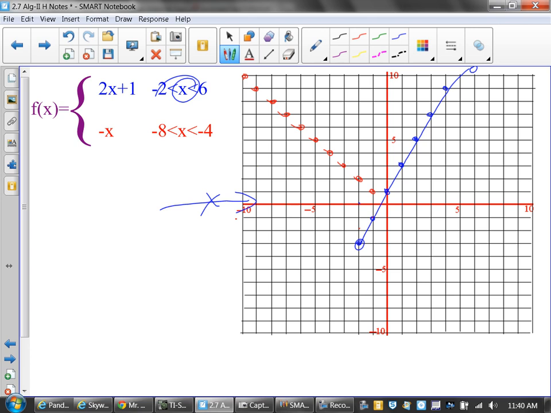And once again, just go back to your domain values of -8 and -4.